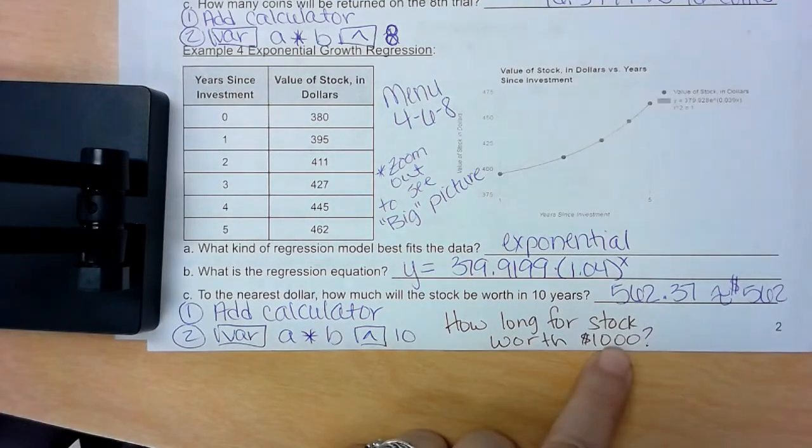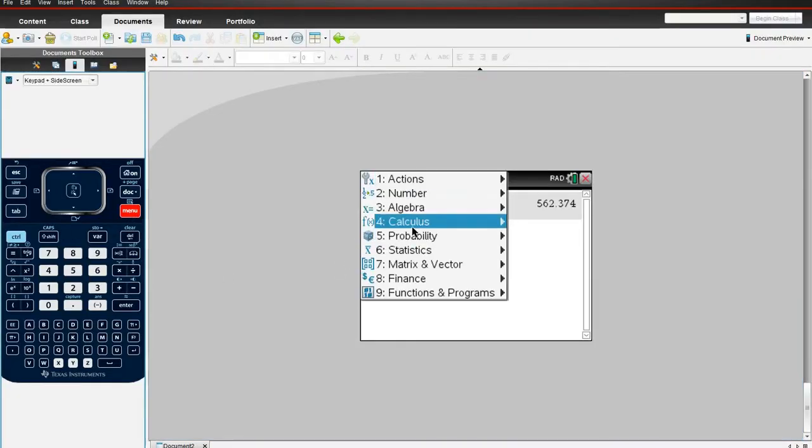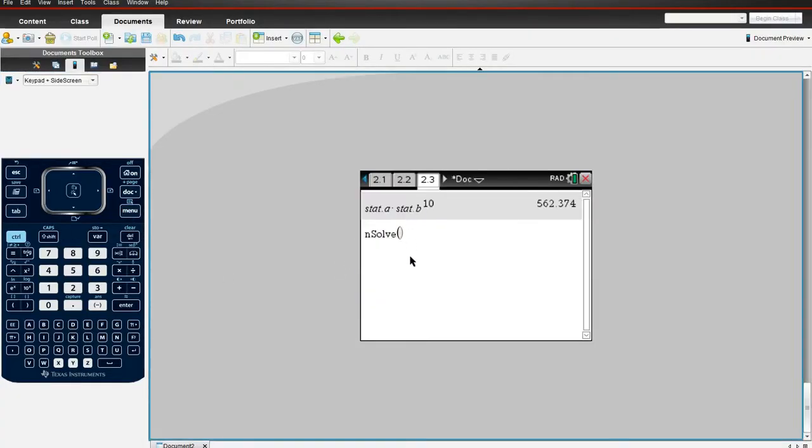Now this is a Y value. 1,000 is a Y. So this time we're going to push menu for 3.1 first to get in solve, and we're going to tell it, our Y value is 1,000. So we're going to say Y 1,000 equals, and we're going to say the A times the B raised to the X, comma X. A and B is in your stat list in the var button. What we don't know is your X.